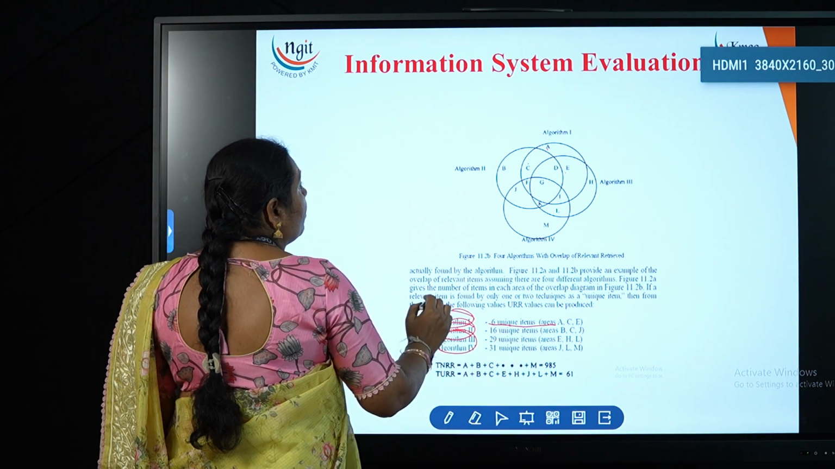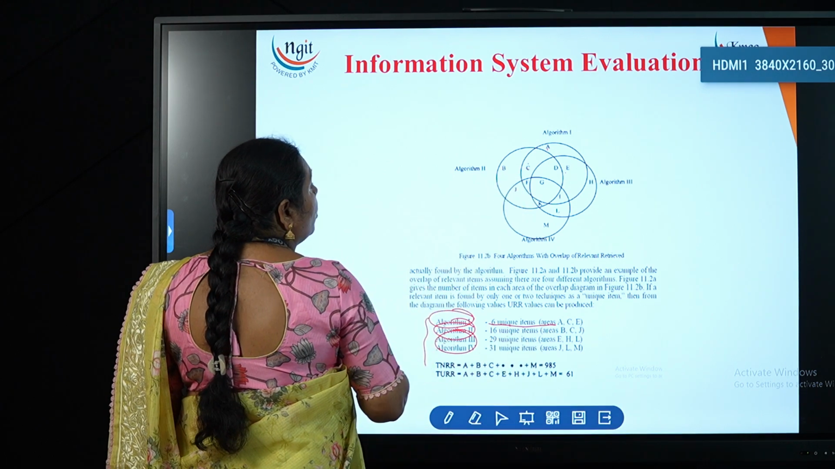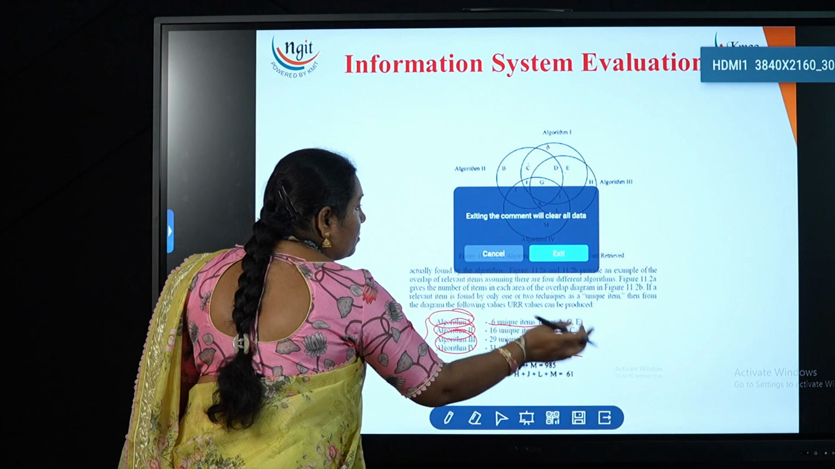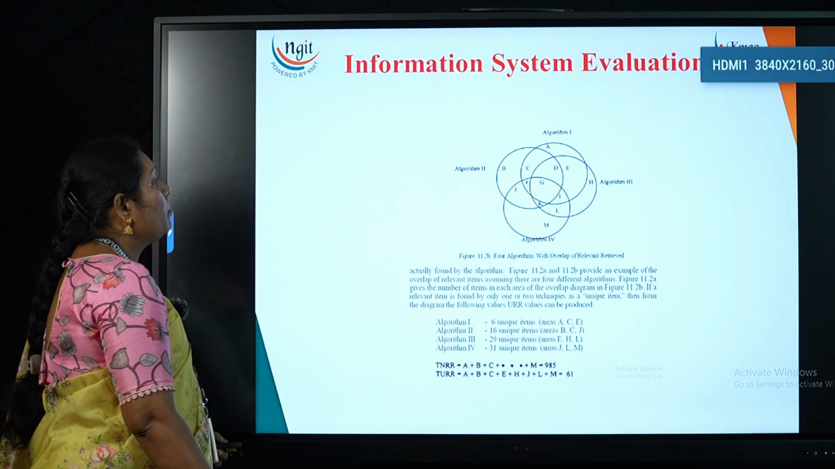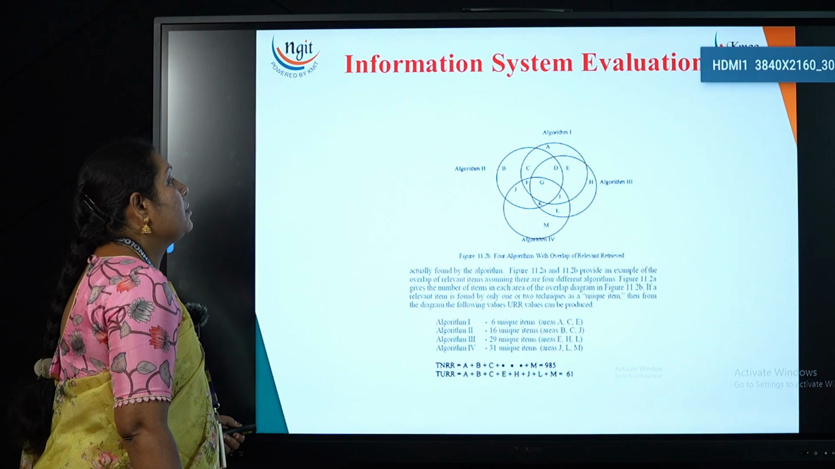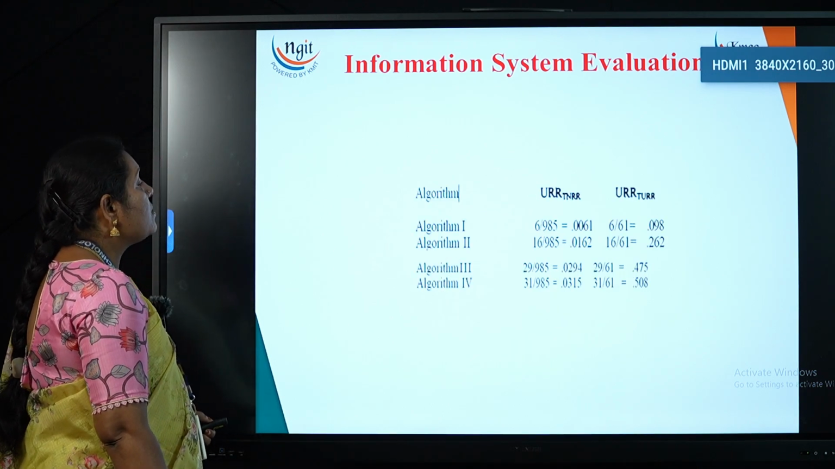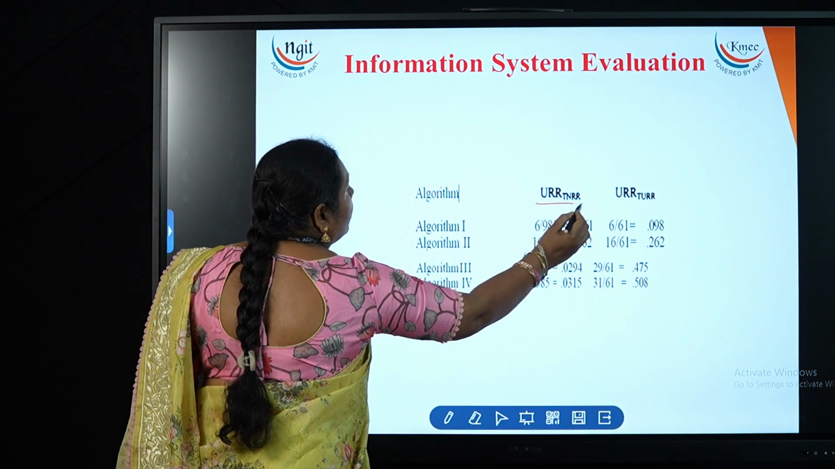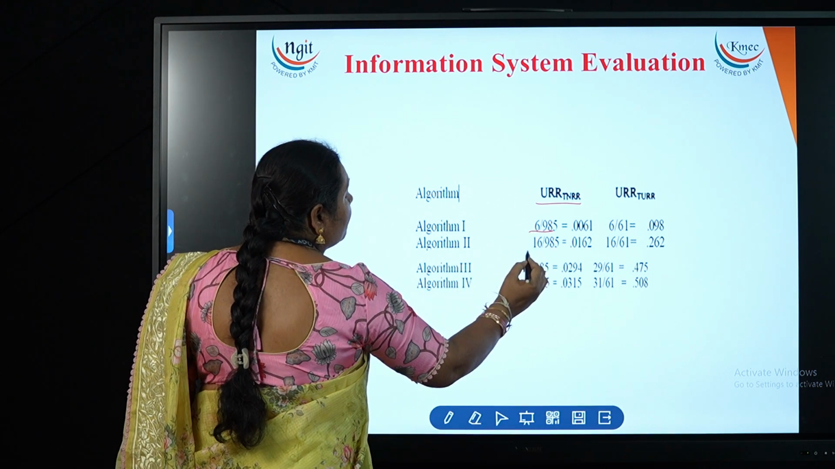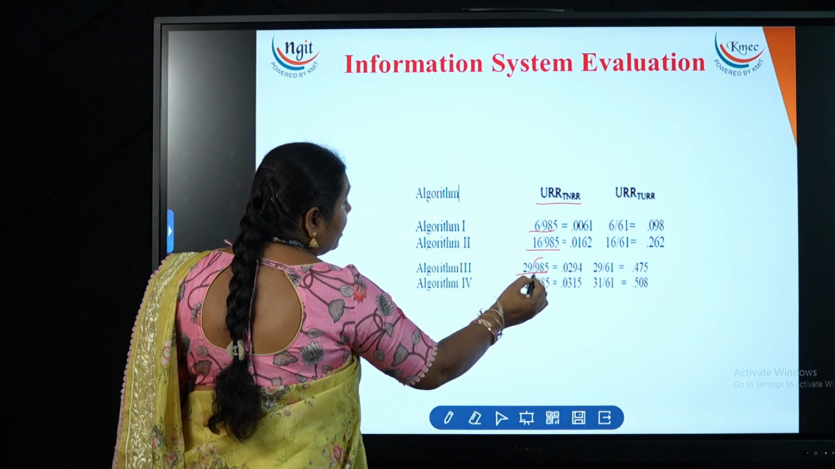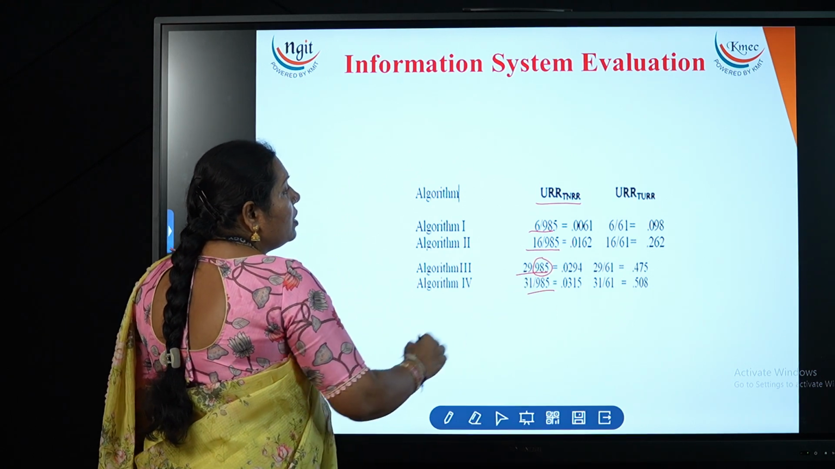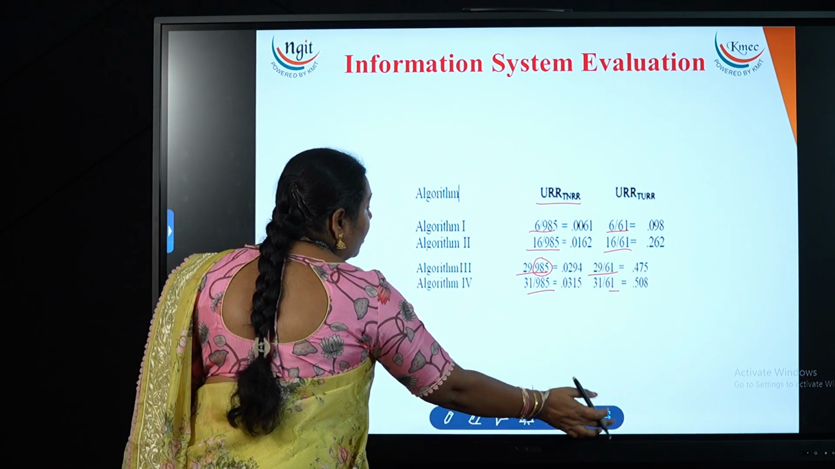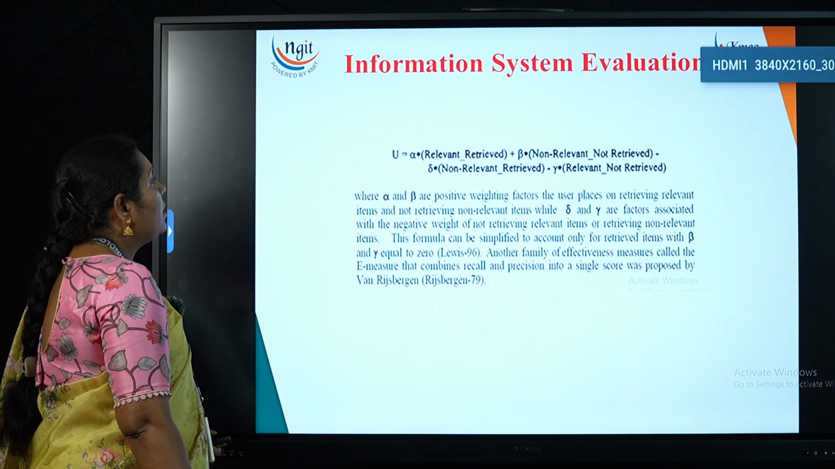If you consider B, C, J, like that you can identify EHL and GLM. These are the overlapping algorithms. There is a union of so many things, and G will be the union for all the algorithms, the common value. This is how we are going to calculate the rate. For the algorithms, 6 by 985, 16 by 985, 29 by 985, and 31 by 985, where 985 was the total. So 6 by 61, 16 by 61, 29 by 61 and 31 by 61. This way you can evaluate the given system.